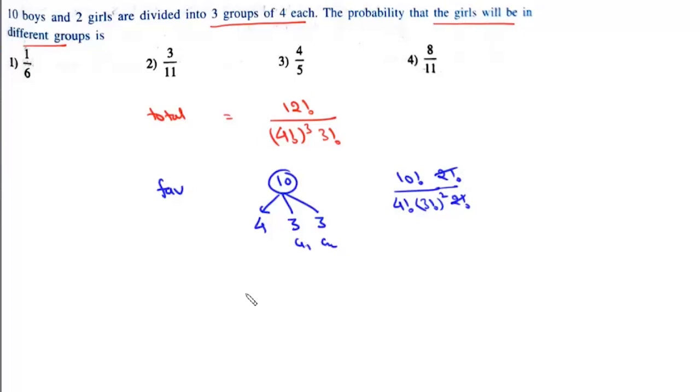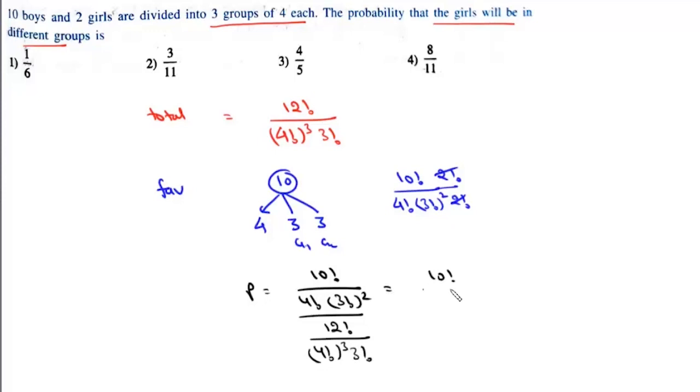So this required probability will be this factorial 10 divided by factorial 4, factorial 3 square upon factorial 12 divided by factorial 4 cube and factorial 3. Now this is factorial 10 over factorial 4, factorial 3, factorial 3, and here it is factorial 12 over factorial 4, factorial 4, factorial 4, and this is factorial 3.